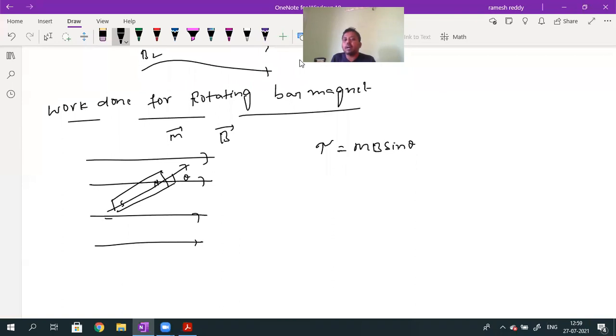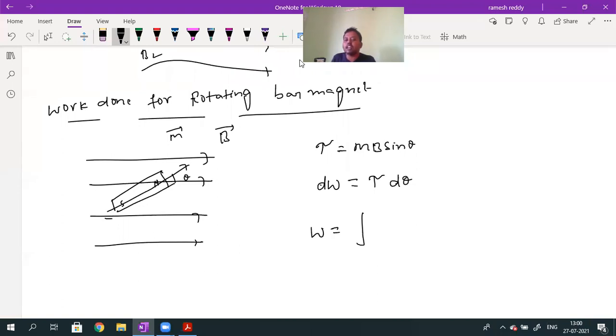If I want to rotate the bar magnet against B bar, I need to do some work. So what is the work done? I'm calling it dW. dW is the small work done for rotating the dipole, the bar magnet. Work done is the product of force and displacement, whereas in rotational motion, the force is replaced by torque. Now I want to rotate through an angle. If I want to calculate the total work done, for rotating the bar magnet from where to where? From one particular angle to another angle.